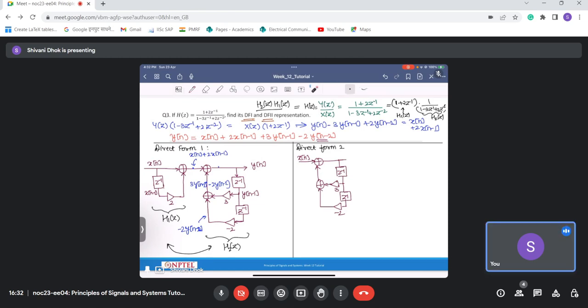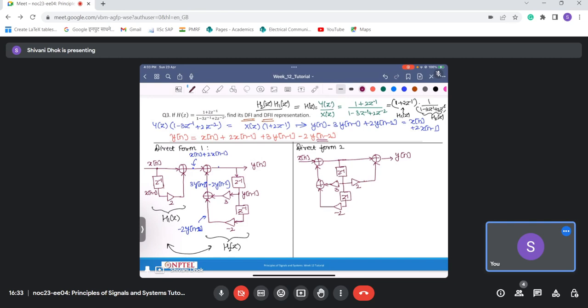Now I'll construct this part. So I have here one adder, and this part goes through a delay which is already present here. So I won't add another delay block, and I have this here, and it goes like this. So this is my y of n. This is my direct form 2 representation.